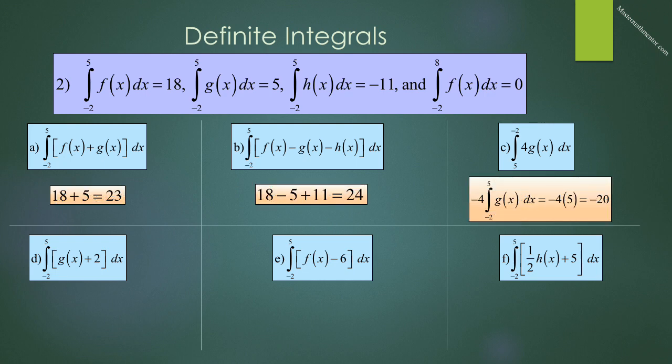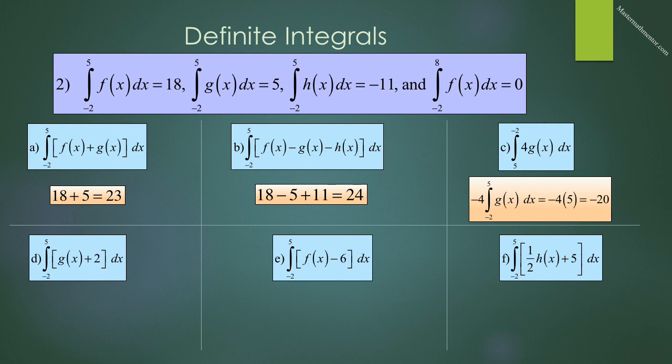In A, you're asked to find the integral from negative 2 to 5 of f of x plus g of x dx. We can break this up into two integrals, the integral from negative 2 to 5 of f of x dx plus the integral from negative 2 to 5 of g of x dx. And since we have both of those values, 18 and 5, our answer is 23. On B, we're asked to find the integral from negative 2 to 5 of f of x minus g of x minus h of x dx. As we did in A, we can break this up into 3 integrals, and we have the values of each. So our answer is 18 minus 5 minus negative 11, and the answer is 24.